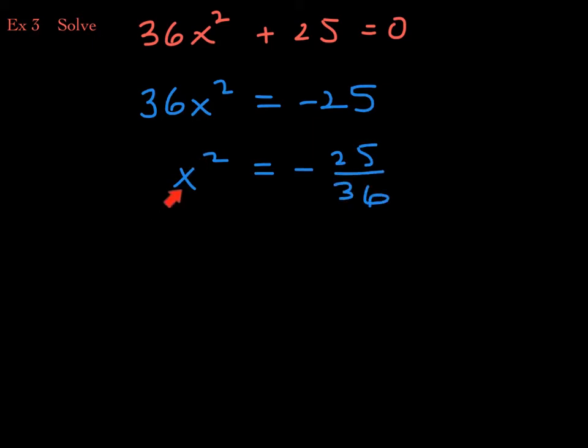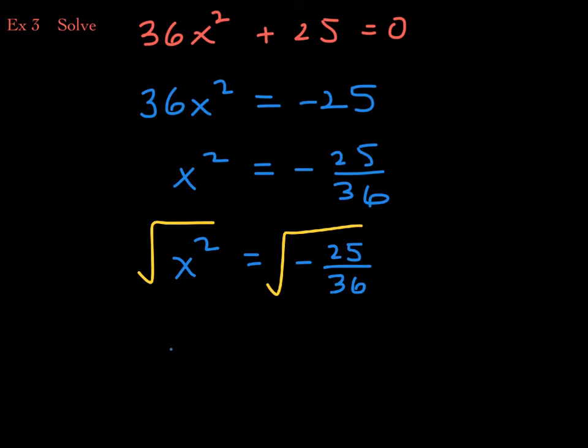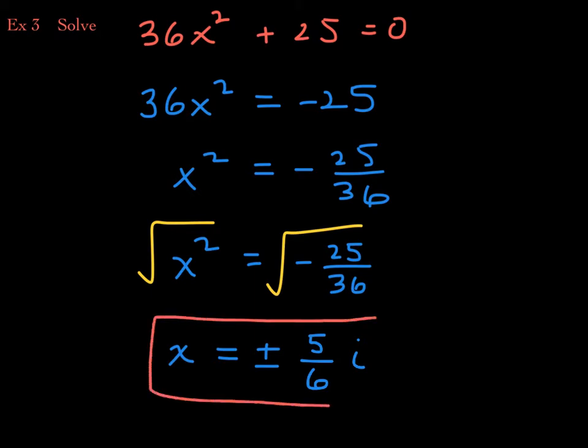Now the squared expression is isolated, and it's now that I take the square root of both sides. Now that leads me to x is equal to plus or minus, now here we go, the square root of 25 is 5, the square root of 36 is 6, and the negative underneath the square root generates i. So it's plus or minus 5/6 i. Those are two imaginary or two complex conjugate solutions.